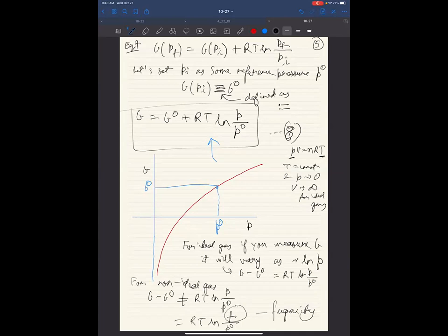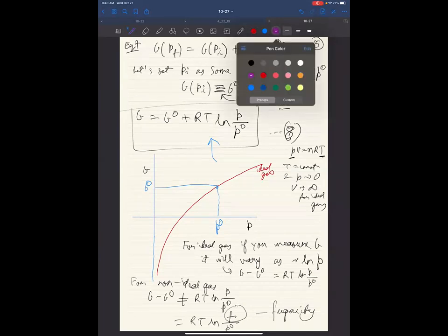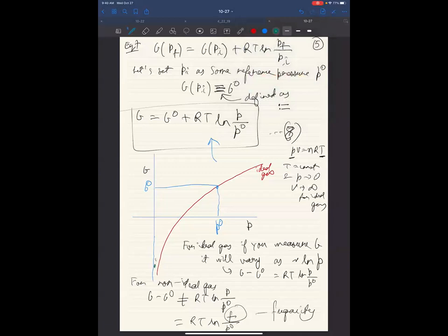Sorry about this. So let me draw it in this curve. This is for an ideal gas. For a real gas, it could look something complicated. If you go and measure G as a function of pressure, it could look complicated.